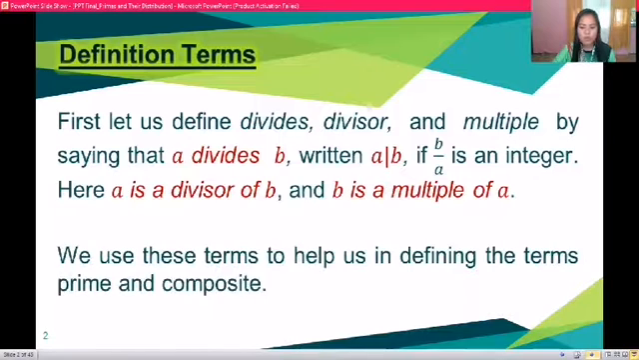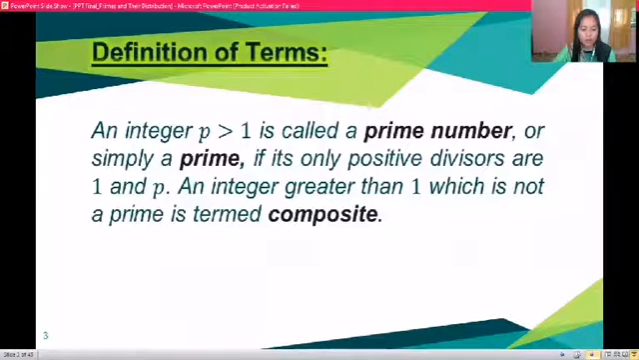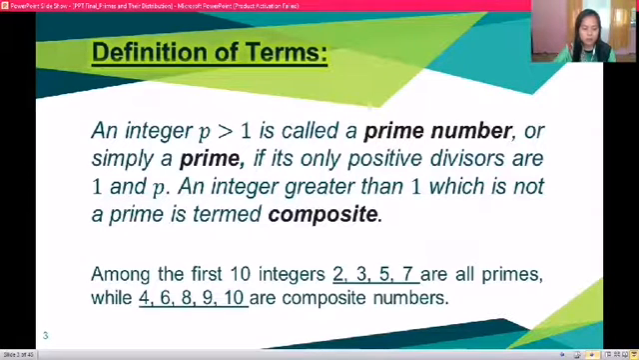We use these terms to help us in defining the terms prime and composite by saying that an integer p greater than 1 is called a prime number, or simply a prime, if its only positive divisors are 1 and p. An integer greater than 1, which is not a prime, is termed composite.